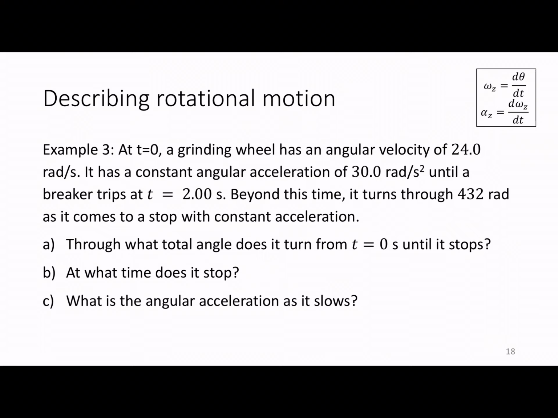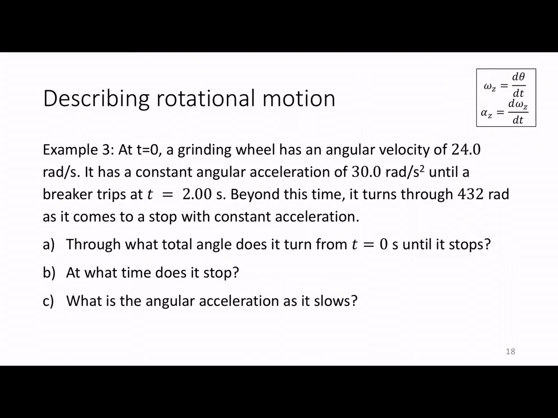So it's a bit more complicated of an example, but again, it's within the context of what we learned in 1D motion. So imagine at t equals 0, a grinding wheel. For those of you who aren't familiar, this is something that you would use to, for example, grind down an axe, something like that. So a big sandstone wheel. Starts out with an angular velocity of 24 radians per second. Has a constant angular acceleration of positive 30 radians per second squared until it goes way too fast, trips a breaker at t equals 2 seconds, and then it winds down, basically.